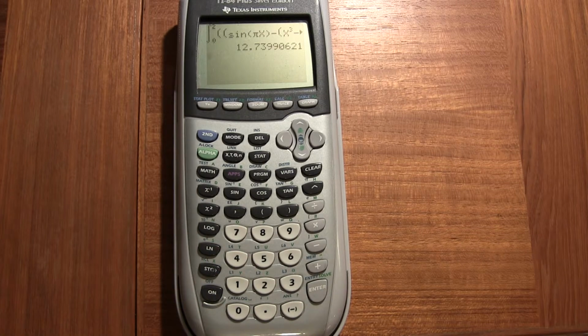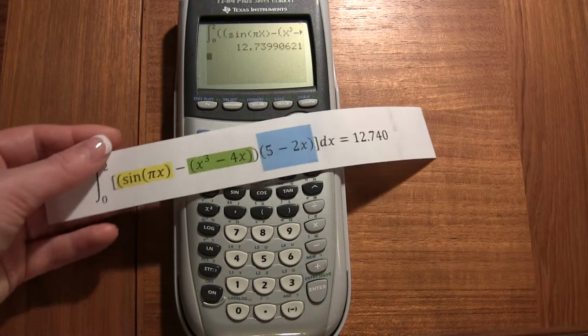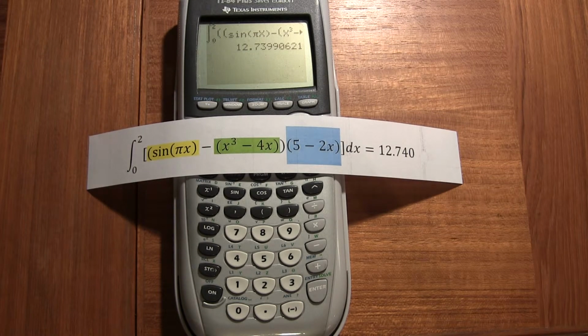And look, we get the same answer. Of course, this one's rounded, but that one's not. But you can see it's the same answer. So that is all we have today. This is cross-sections perpendicular to the x-axis. I hope this tutorial was helpful. And good luck with calculus.